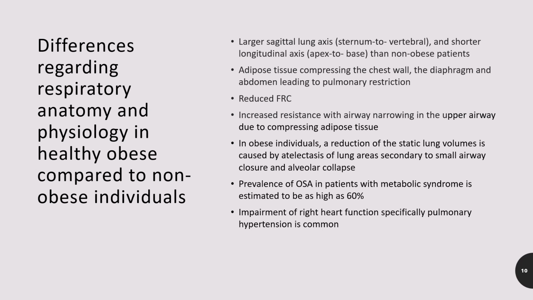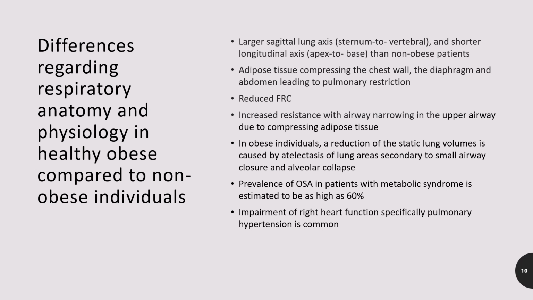So common findings in an obese patient is a larger sagittal lung axis, which means the area from the sternum to the vertebrae, from front chest to back chest, is typically larger. And basically you get a shorter longitudinal axis, which means apex to base. What that means is because your stomach presses up against your diaphragm, the amount of area that you could breathe is limited because of the adipose tissue pushing up against the diaphragm.